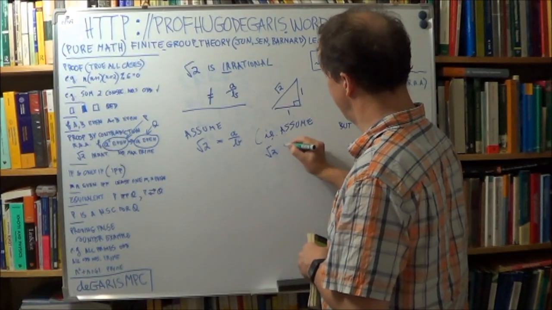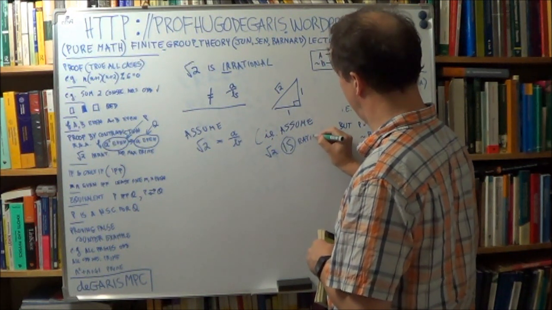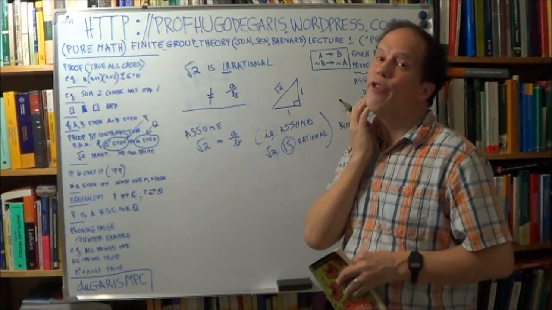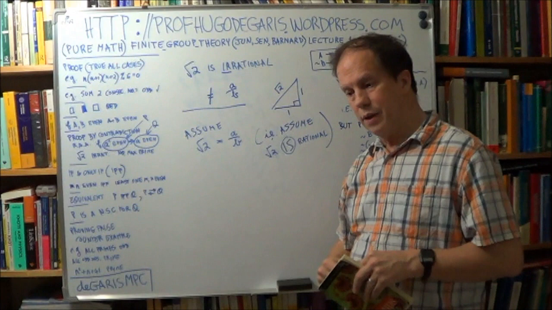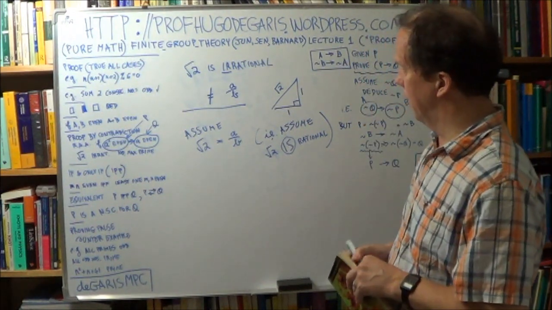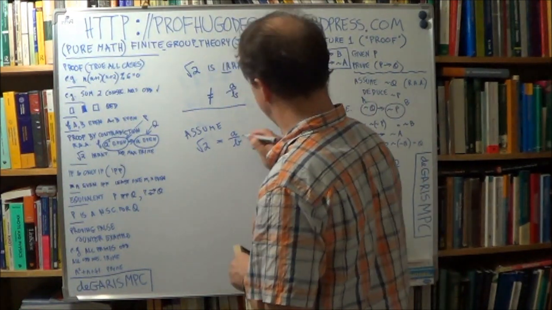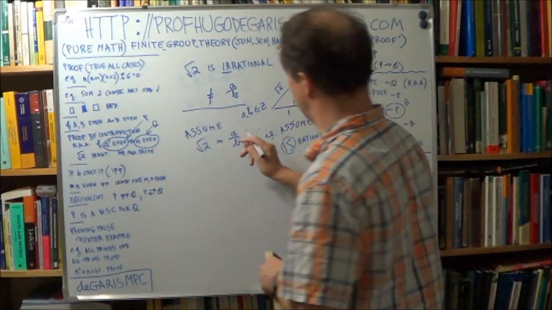Root 2 is rational. We'll make that assumption, and from it we will logically deduce that we get a contradiction. Now how to do that? So, A and B are integers, okay?